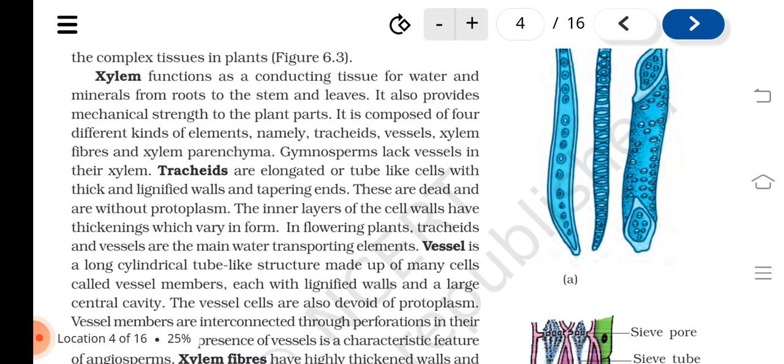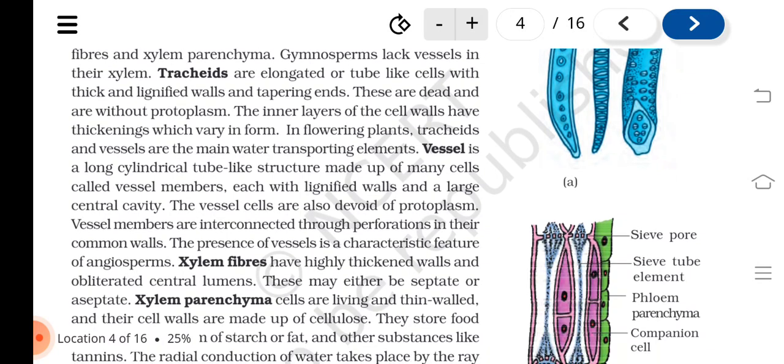It is composed of 4 different kinds of elements, namely tracheids, vessels, xylem fibers, and xylem parenchyma. Gymnosperms lack vessels in their xylem. Tracheids are elongated or tube-like cells with thick and lignified walls and tapering ends. These are dead and are without protoplasm. The inner layers of the cell walls have thickening which vary in form. In flowering plants, tracheids and vessels are the main water transporting elements.